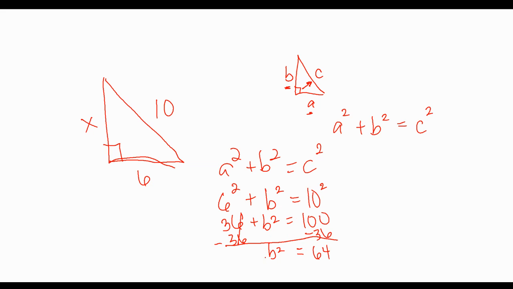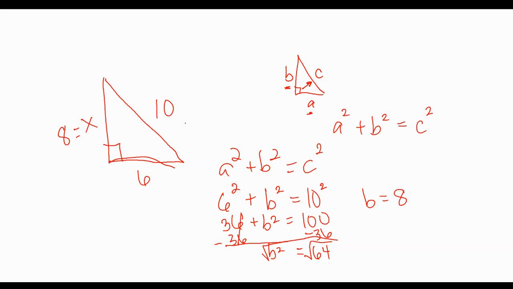Now, just like I did before, I got to take the square root of both of those. Now I have my answer. B, and the square root of 64 is 8, because 8 times 8 is 64. Therefore, my missing side here has to be 8. X is 8. All right, so that's how you use Pythagorean theorem to find the missing side.